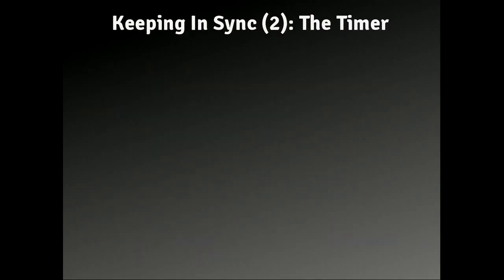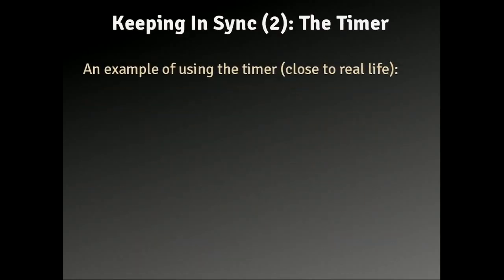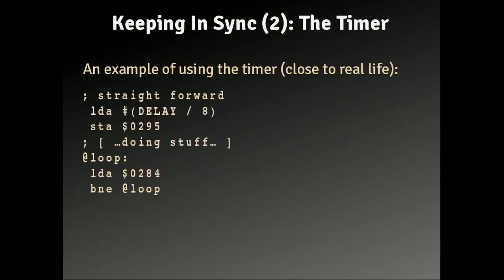For this one, I've brought a small code example. It's close to real life. This is what I had done when I started coding. I had a delay. I used the timer for the divided by 8 clocks. I did my stuff, and then I read the timer to see if it already is 0, or I waited for it until it reaches 0.